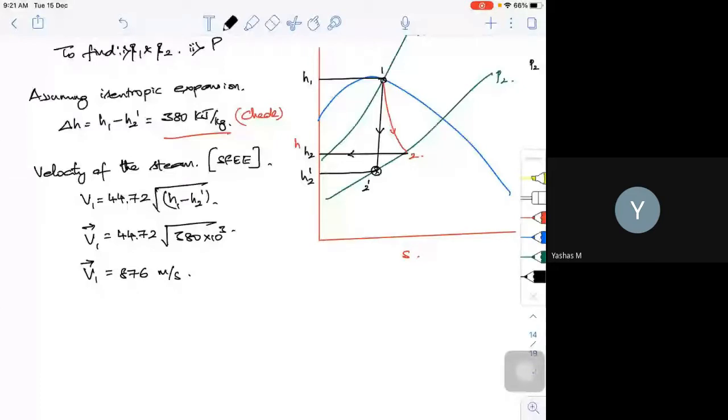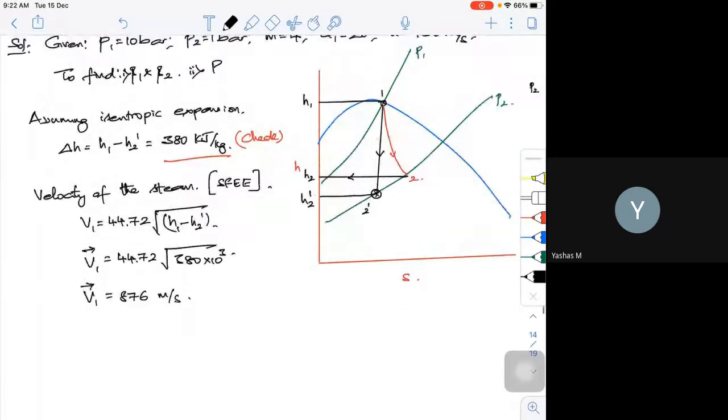See here in this particular problem, they have not given V1. In the previous problem, V1 was given. So here I am trying to calculate the value of V1 based on the expansion of the steam in that particular nozzle. So this is from the nozzle expansion, from the steady flow energy equation, I can get it. So this value may change.